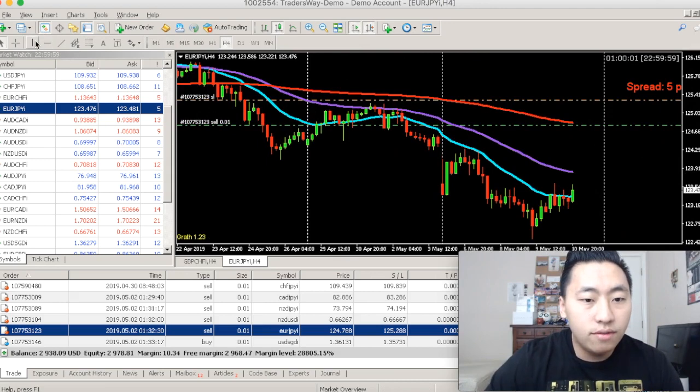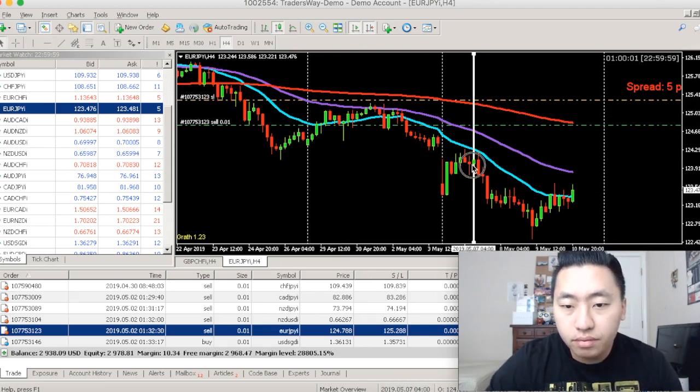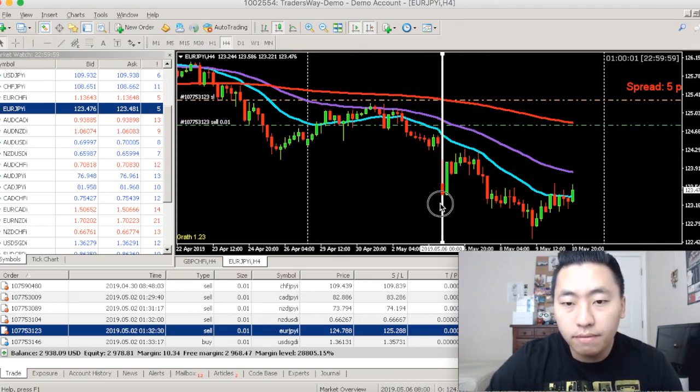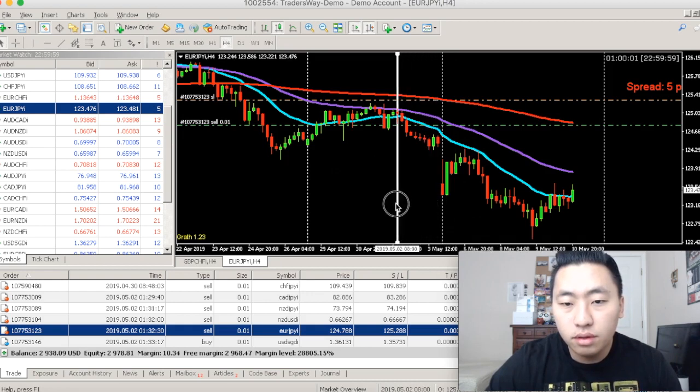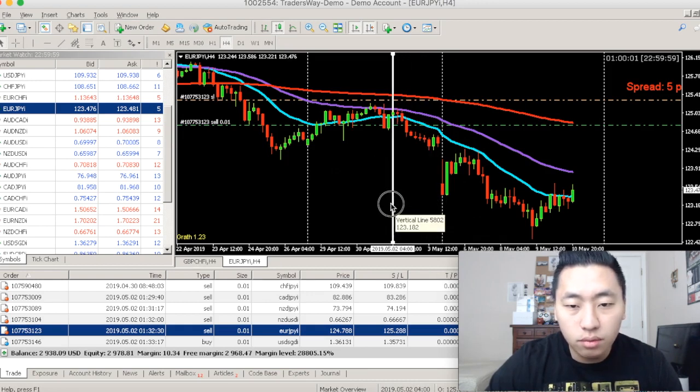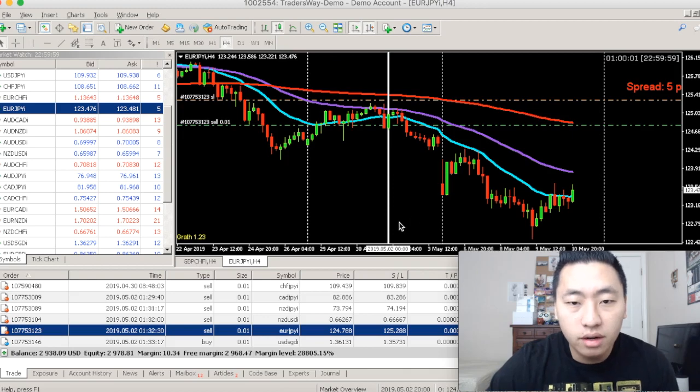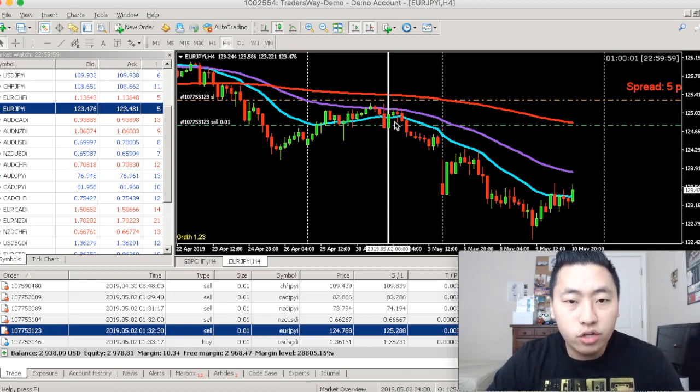5.2, and 1 o'clock. All right, so basically right here, and the entry was right here, sell here, and then my stop loss right here.